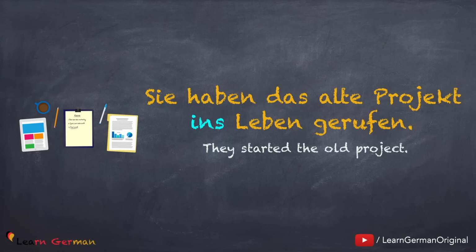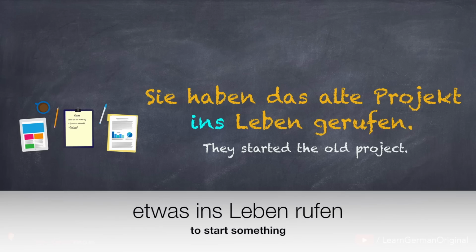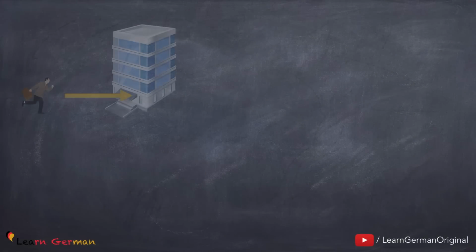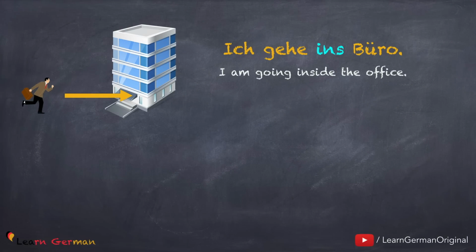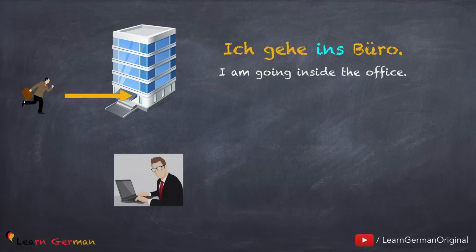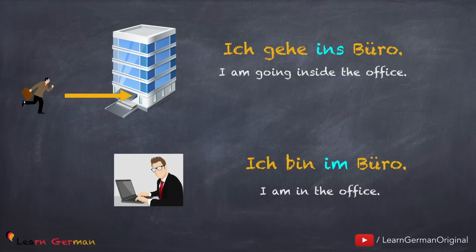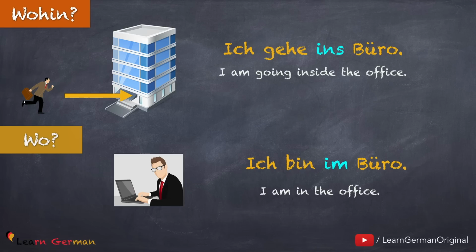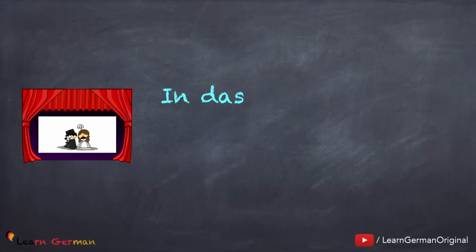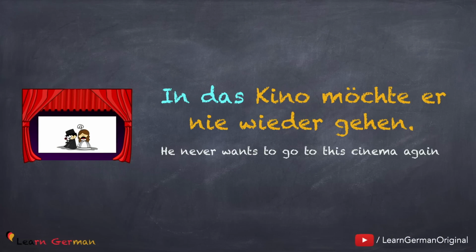Ins is also used with some fixed expressions. For example, Sie haben das alte Projekt ins Leben gerufen. Here's how you can understand the difference between ins and im. Ich gehe ins Büro. Ich bin im Büro. In the first case, there's a movement, so you will ask, wohin gehst du? In the second case, there is no movement, so you will ask, wo bist du? In the first case, you will use the accusative article with in, whereas in the second case, you will use the dative article.